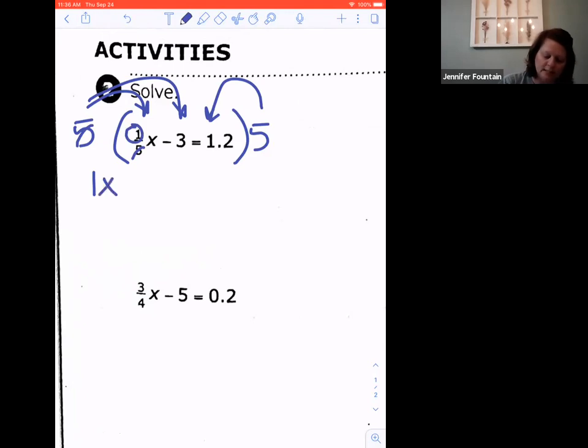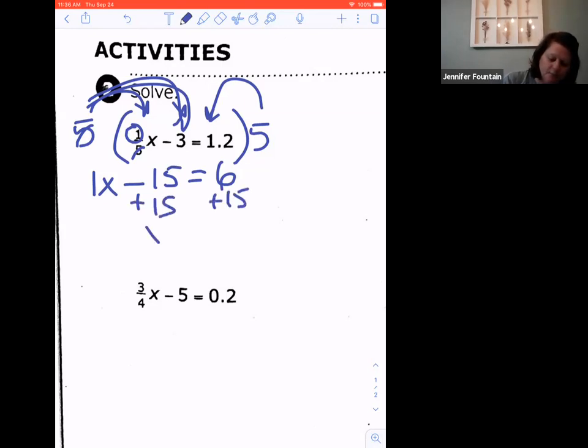So I've got 1x minus 5 times -3 is -15. So 1x minus 15 equals 5 times 1.2. 5 times 1.2 is going to be 6. Now I've got 1x, or just x, minus 15 equals 6. So I've got to add 15 to each side. And that one was easy enough. I end up with x is equal to 21.